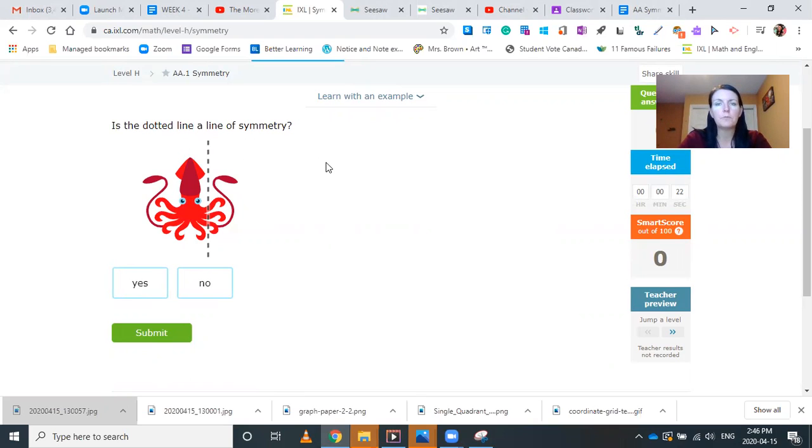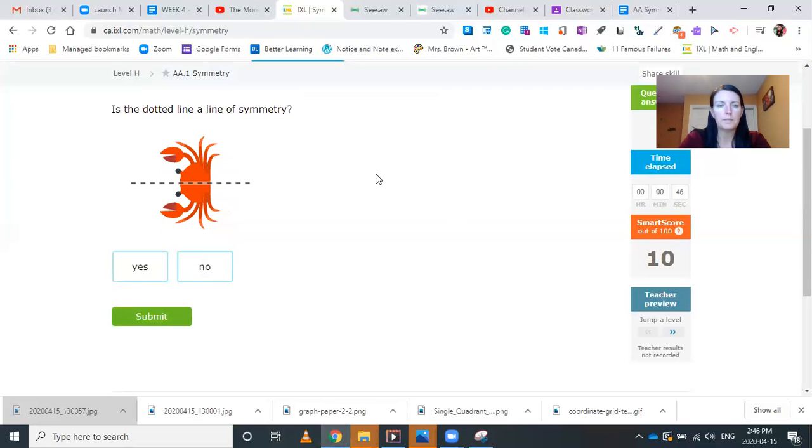Now, symmetry really means can you fold it in half and it looks identical on both sides? That's what symmetry is. So at that line, if you were to fold this shape, if it was on a piece of paper, you were to fold that piece of paper exactly along that line, would both sides match? No, it wouldn't. When you've got two eyes on this side, there's no eyes on that side. So that's an easy one. No, it is not a line of symmetry.